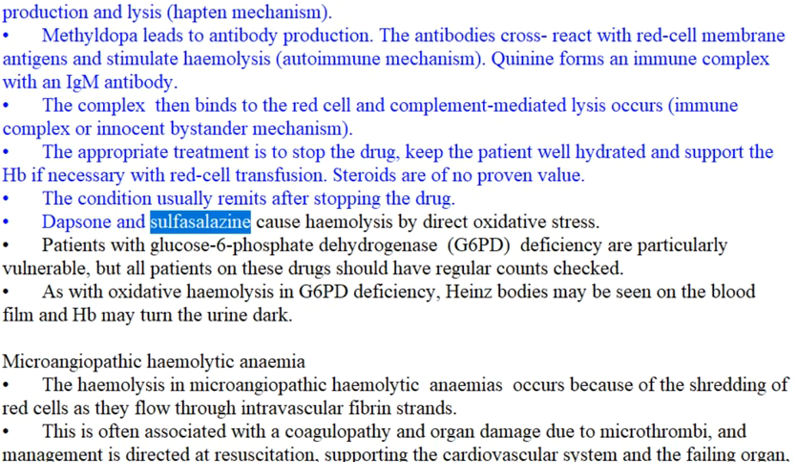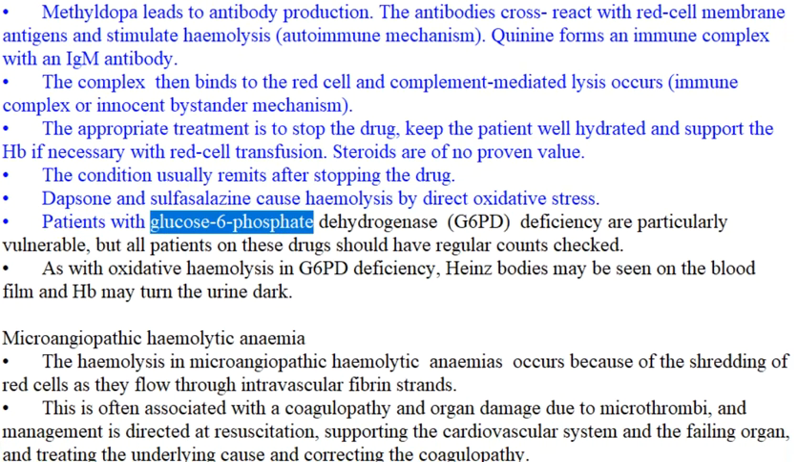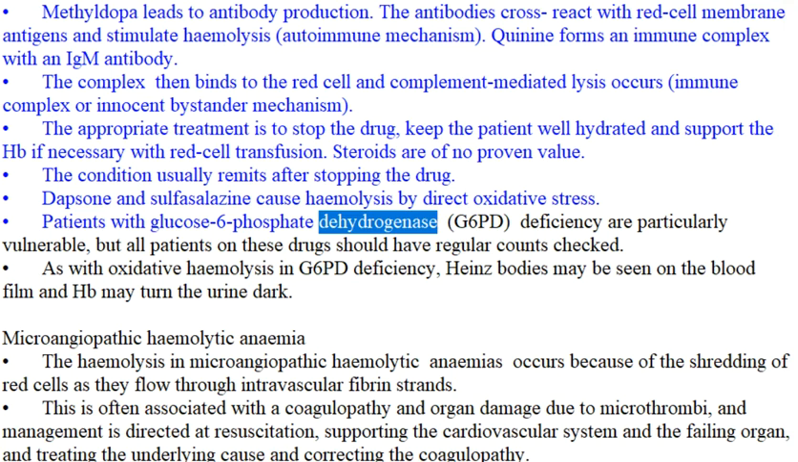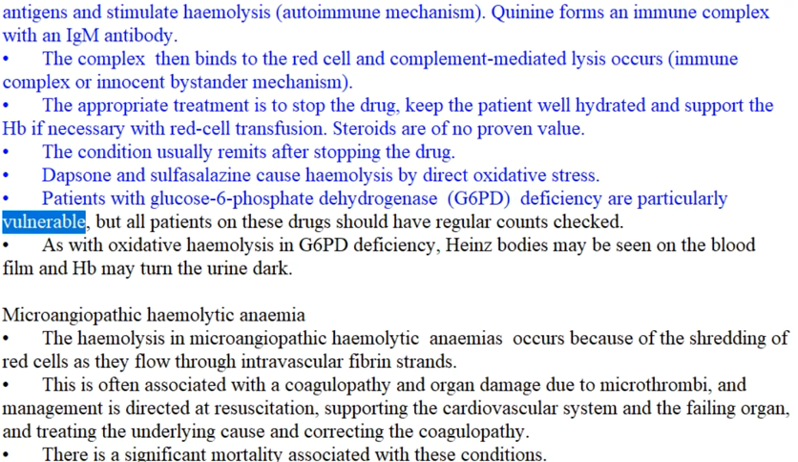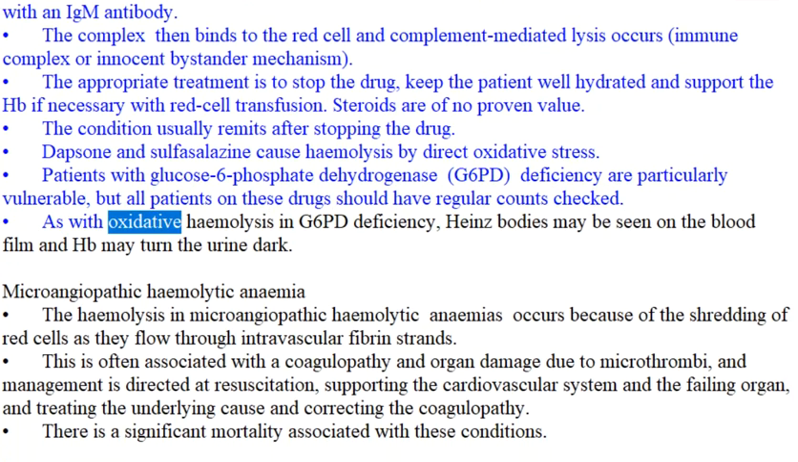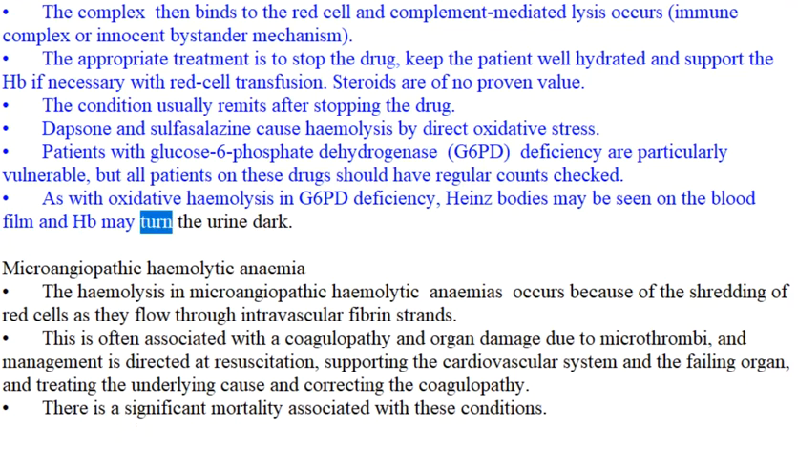Dapsone and sulfasalazine cause hemolysis by direct oxidative stress. Patients with glucose 6-phosphate dehydrogenase, G6PD, deficiency are particularly vulnerable, but all patients on these drugs should have regular counts checked. As with oxidative hemolysis in G6PD deficiency, Heinz bodies may be seen on the blood film and Hb may turn the urine dark.